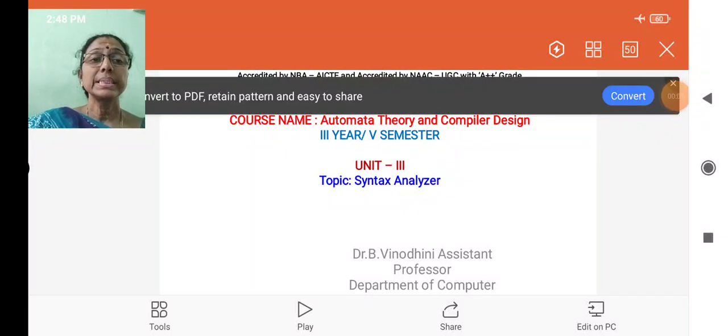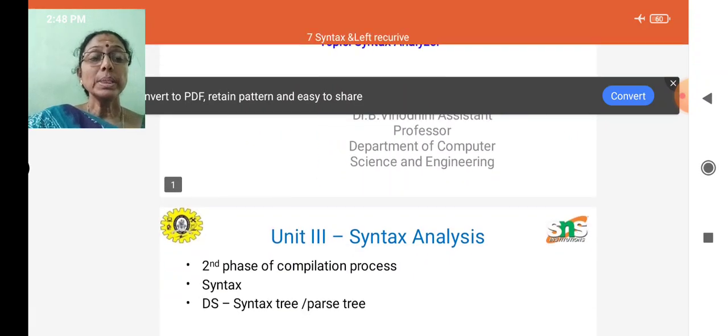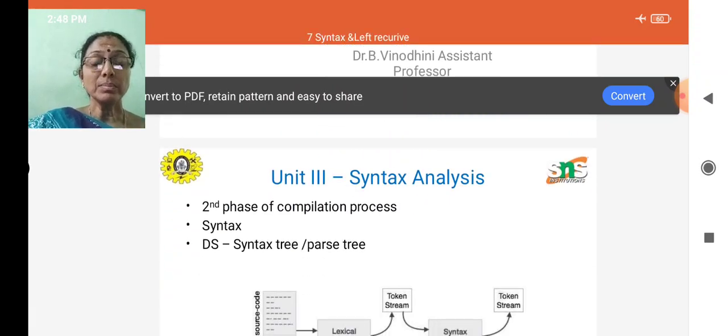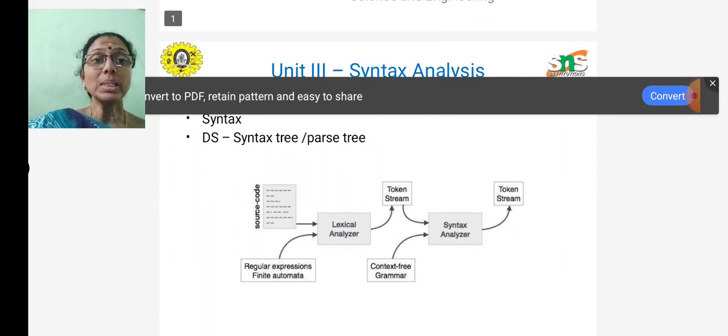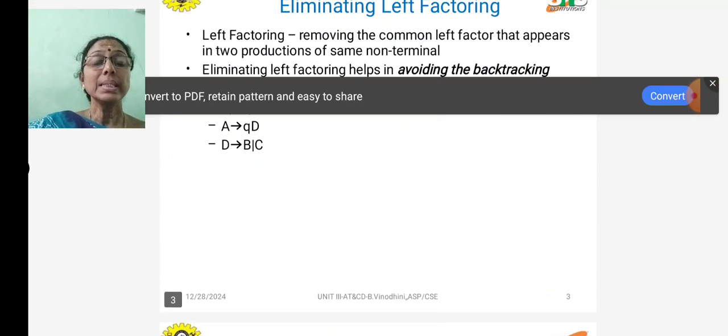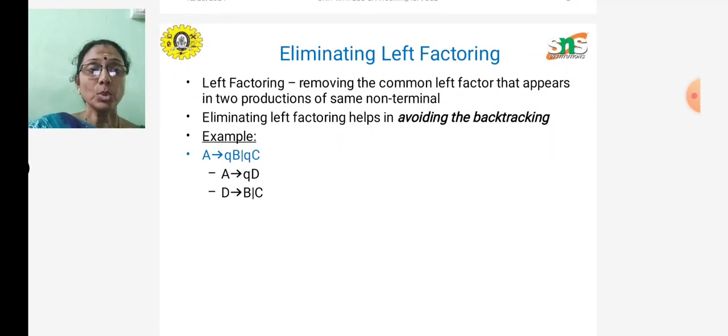This is the lecture series on Automata Theory and Compiler Design. In today's lecture, we are going to see how to eliminate left factoring and left recursion in a grammar in order to construct the parser. In the previous lecture we learned what a parser is and what its function is: it converts our tokens into the parse tree using the CFG.